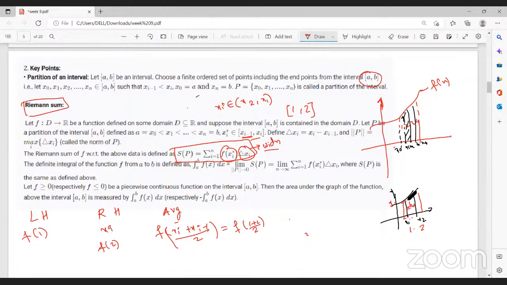Because I can consider any length here. I want to calculate the area of this rectangle, I can take this length also, this length also, and this length also. I can take any length, but the width is fixed. My width is this minus this, and I have to calculate the value of that function at this point. If the question mentions left hand, we consider xi minus 1. For right side, we consider xi. For average, we consider xi plus xi minus 1 by 2. We'll discuss this in an example.